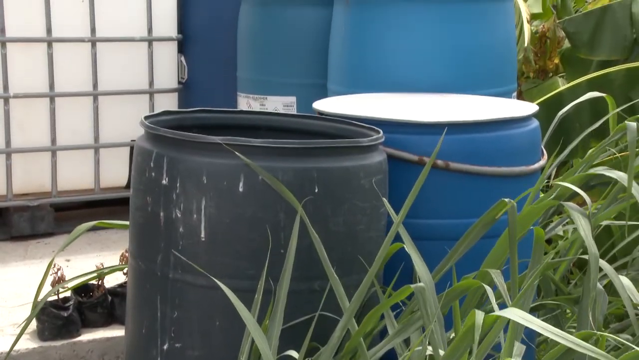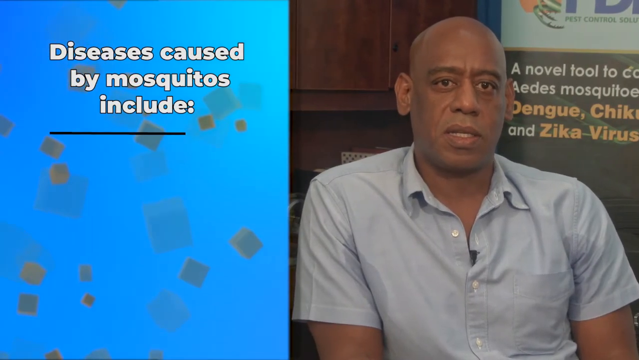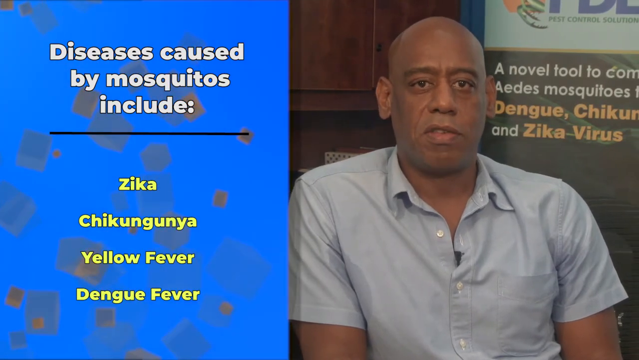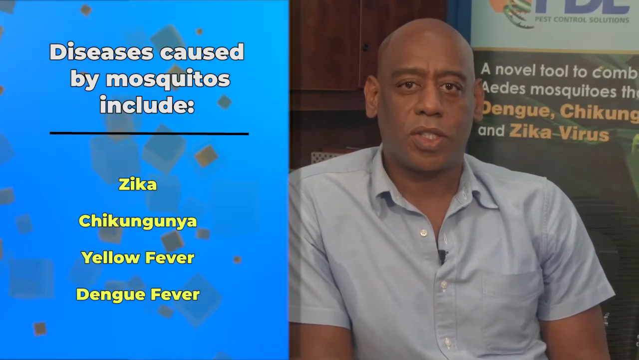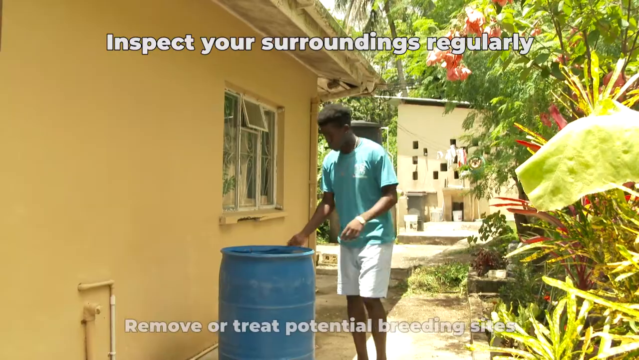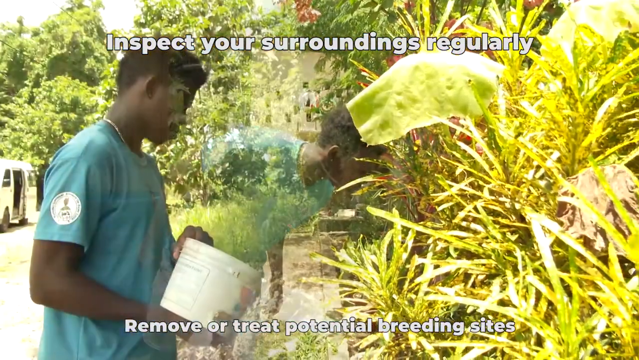Both Culex and Aedes species of mosquitoes are found in and around your home where water is readily available. They feed on wild and domestic birds, humans, and other mammals. They have been proven to spread diseases such as Zika, chikungunya, yellow fever, and dengue fever. When controlling mosquitoes in and around your home, consider the following. Inspect your surroundings regularly. Remove or treat anything with potential to serve as breeding sites for mosquitoes.